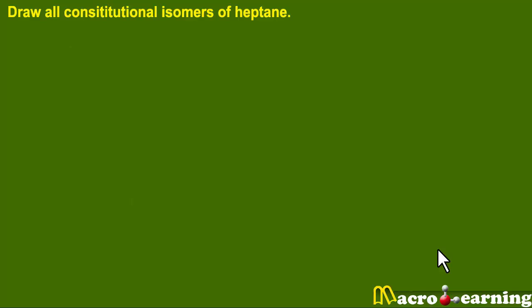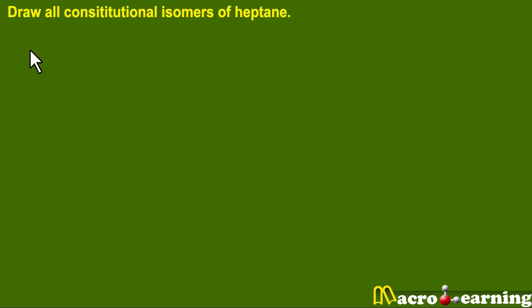We're in the alkanes part of organic chemistry. And today the question is: draw all the constitutional isomers of heptane. I'm sure you know what constitutional isomers mean, or you can say structural isomers, same thing. So what is heptane? It's a 7-carbon alkane.